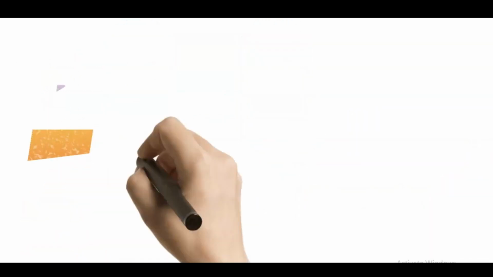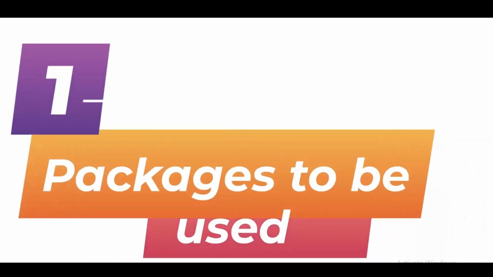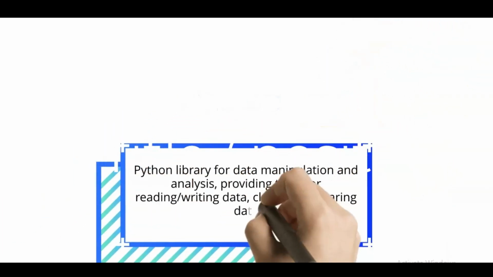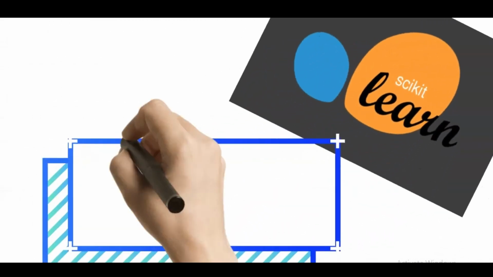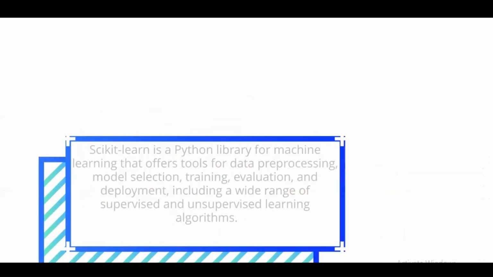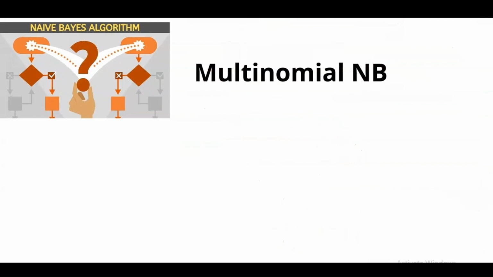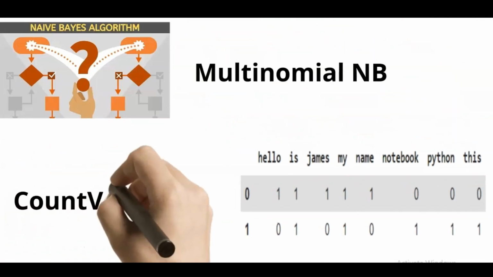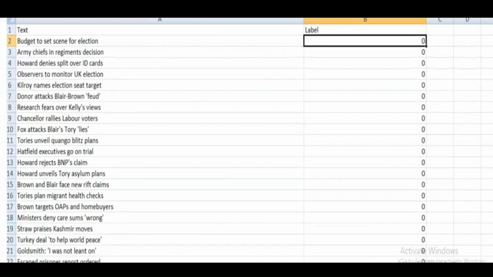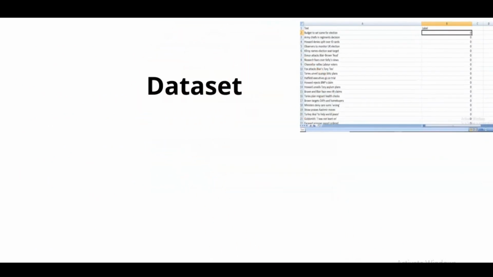Packages to be used. To kick things off, we're using pandas, a powerful Python library for data manipulation and analysis. Next up is scikit-learn, a versatile machine learning library in Python. Now, let's talk about 2 key components of our project: MultinomialNB and CountVectorizer. This is the dataset that we will be using.